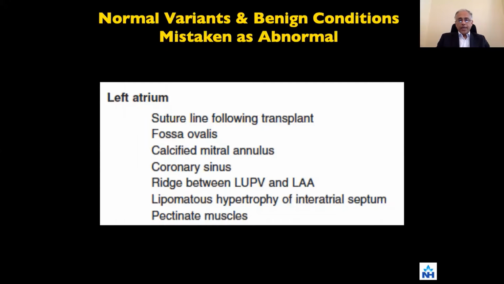Now, let's move on to the left atrium. So the left atrium again has a reasonable number of structures which you should be aware of. You have suture lines, and then the fossa ovalis, which I will talk to you about later, and then the mitral annulus, which is part of the left atrium, and then you have the coronary sinus here again. And then very, very important is that ridge between the left upper pulmonary vein and the left atrial appendage. And then again, the interatrial septum involvement, which will be dealt with later. And then the left atrial appendage and the pectinate muscles seen in the left atrial appendage.